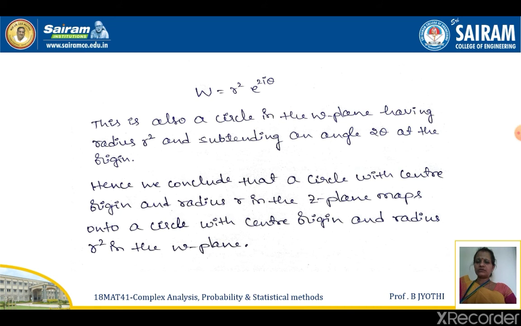This is also a circle in the w plane having radius r squared and subtending an angle of 2 theta at the origin. And hence we conclude that a circle with center as origin and radius r in the z plane maps onto a circle with center as origin and radius r squared in the w plane.